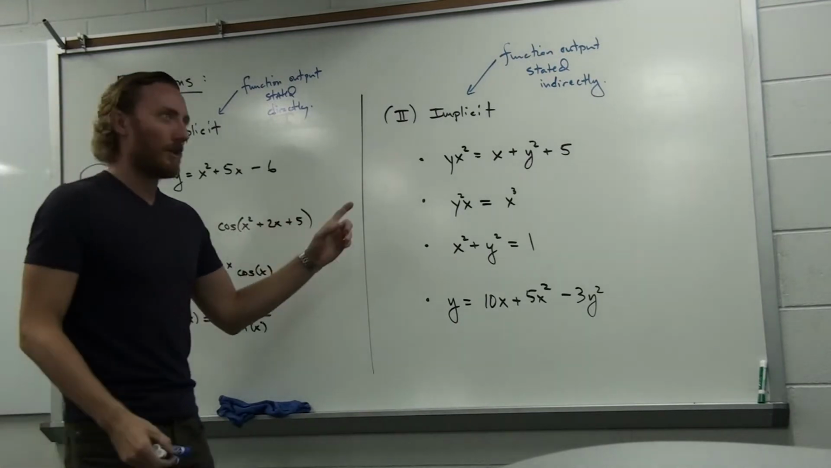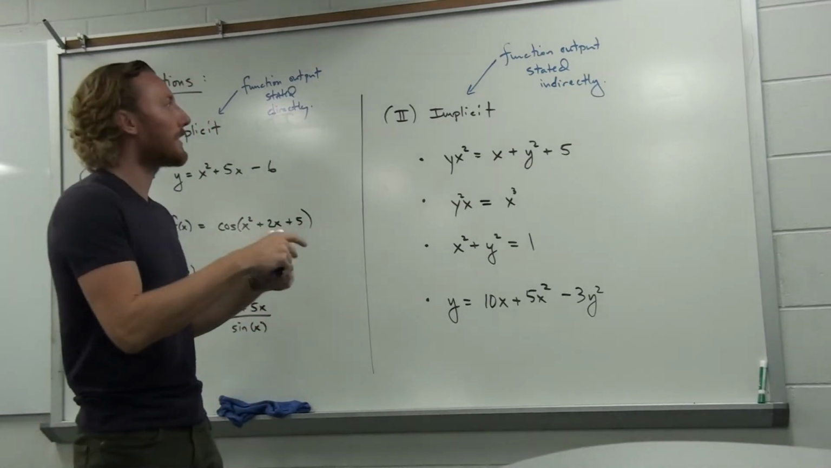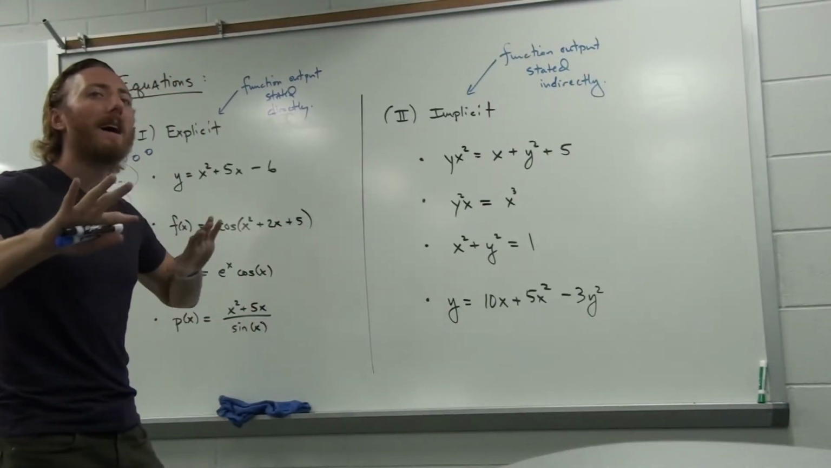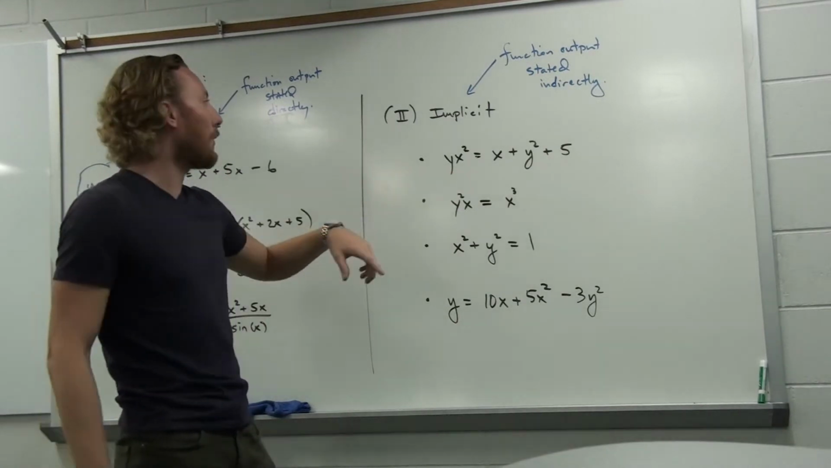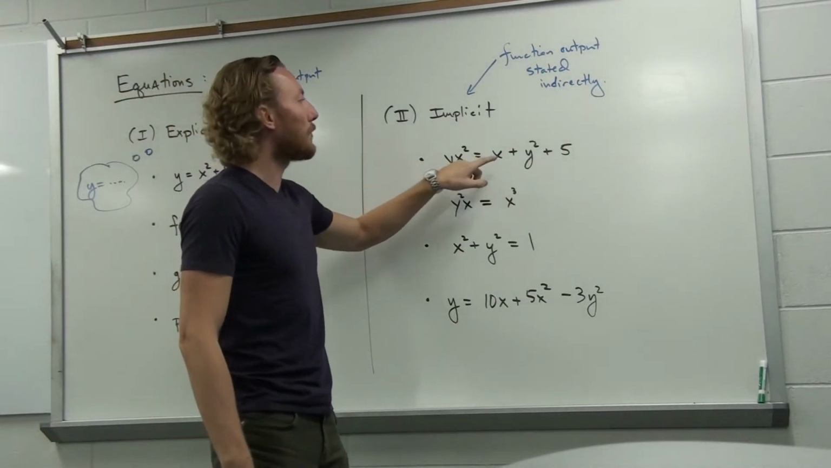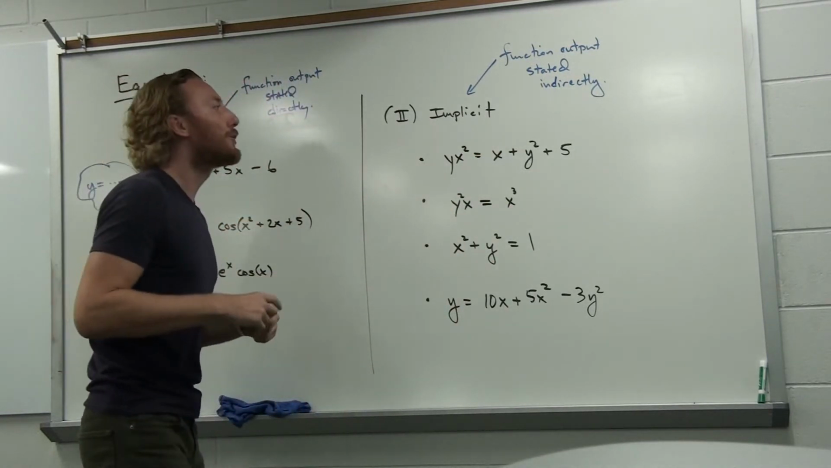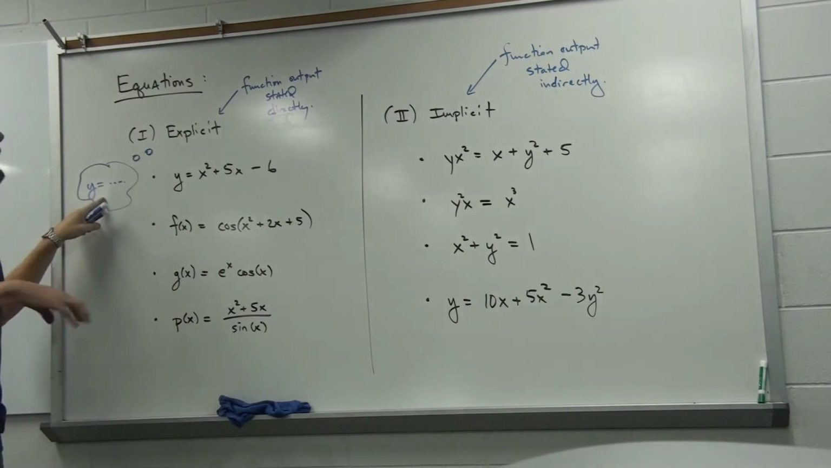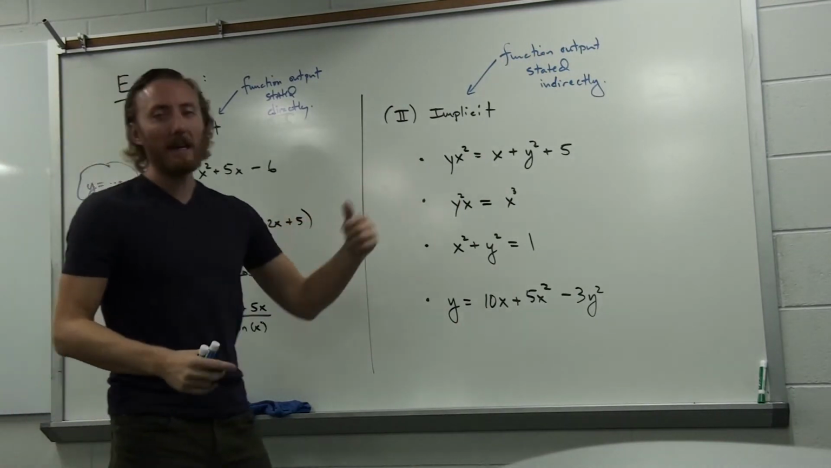Now, the implicit functions are a little bit different, because when you look at the implicit function, what you're going to notice is that you're going to have y's scattered throughout the expression. So look at this first implicit equation. You've got yx squared equals x plus y squared plus 5. You've got y scattered throughout. You don't have something of the form y equals, where what y equals has nothing to do with y. That is not the case here.